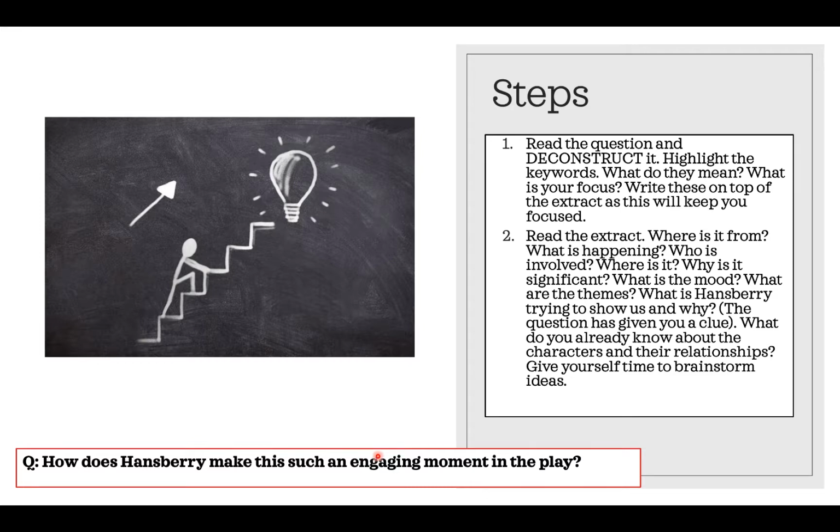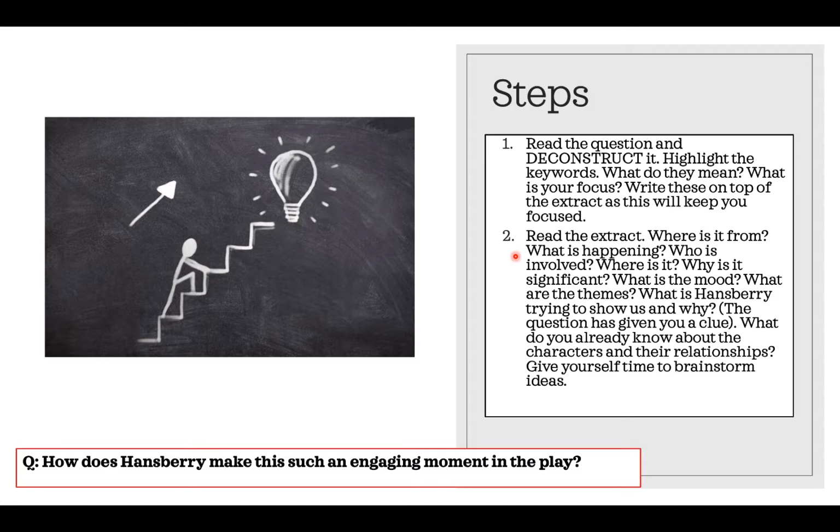And this is actually quite a nice question because it can be quite open. So you're just really looking for anything that stands out and that is interesting. The second step is to read the extract. So once you understand the question, you know what you're looking for, you've made some notes at the top of your extract, you can go through and you can think about where it's from.